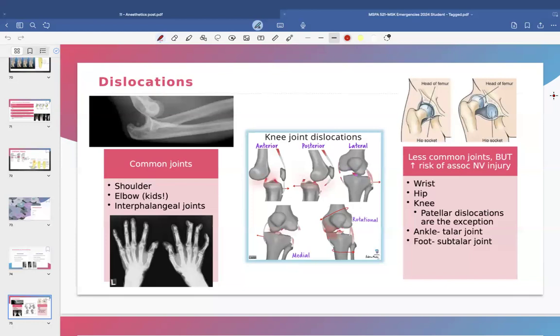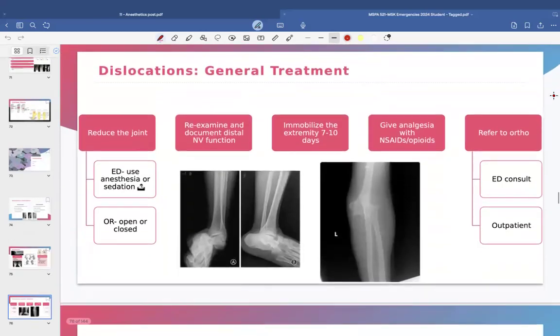If you have any knee dislocations, you're not so much worried about neurovascular injury with just the patellar, because the kneecap is right above. But for other structures in your knees, and then your ankles, feet, and wrists, make sure you're checking for pulses and making sure there's no increase.